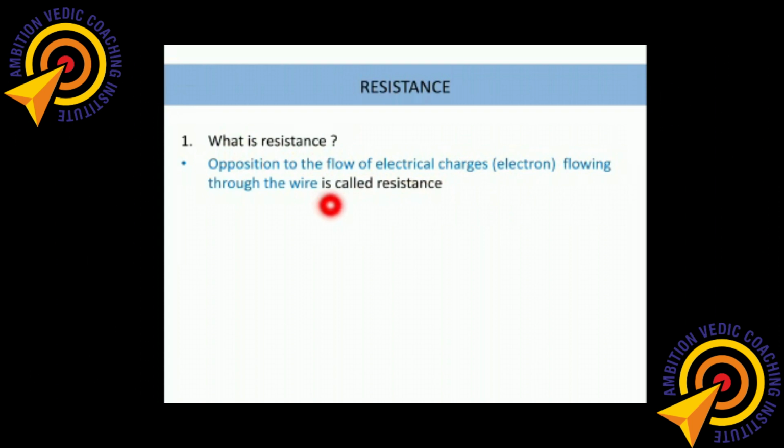So what is current? Current is due to electrons, electrical charges flowing through the wire. These electrons moving through the wire, the total electrical charge per unit time, we call current. When the electrons move through the wire, they are opposed. Opposed means trying to stop. So when electrons flow through the wire, there is something present in the wire which tries to stop the electrons. That is what is called resistance.